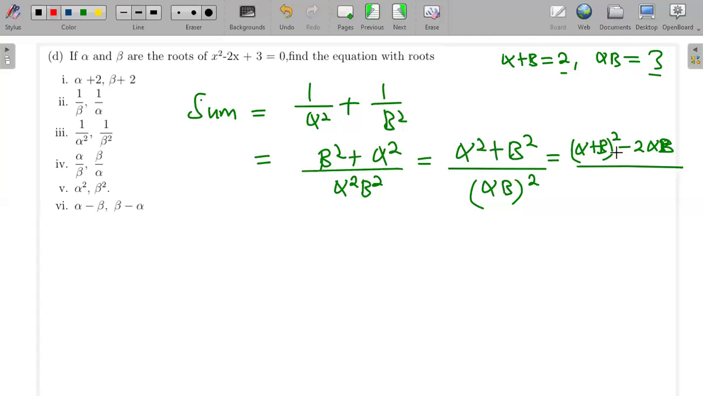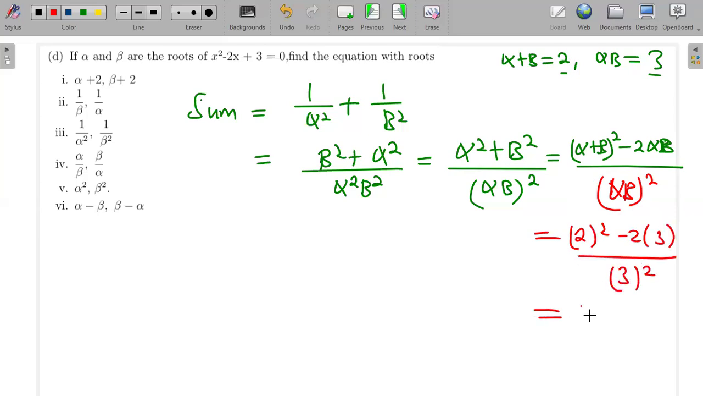Okay, so in that video, we derived this formula. Down here I have (alpha, beta) squared. So this will just be (alpha plus beta) is 2 squared, minus 2 times alpha beta is 3, divided by 3 squared. So I have 4 minus 6 divided by 9. So this will simply be minus 2 over 9.